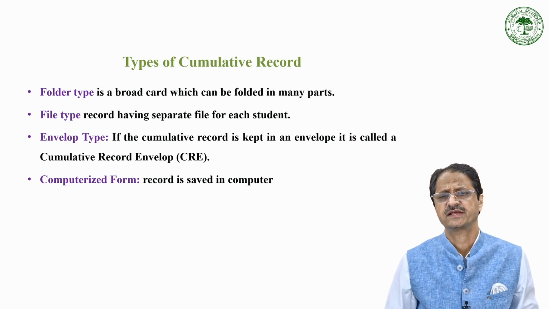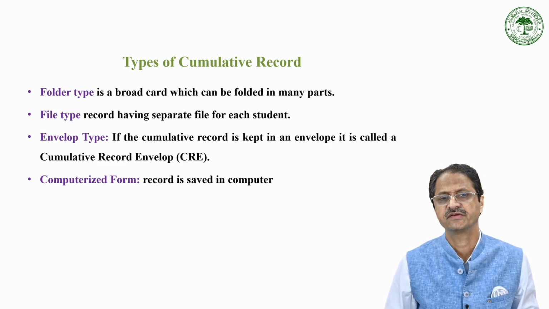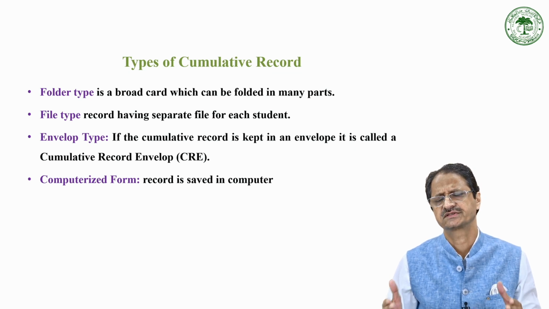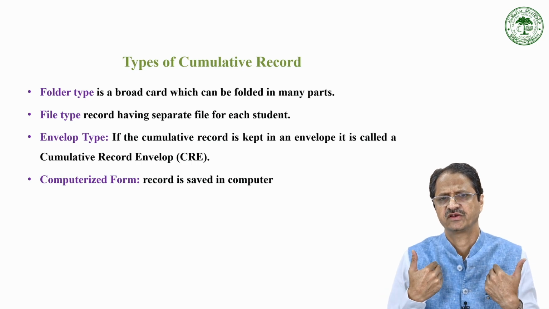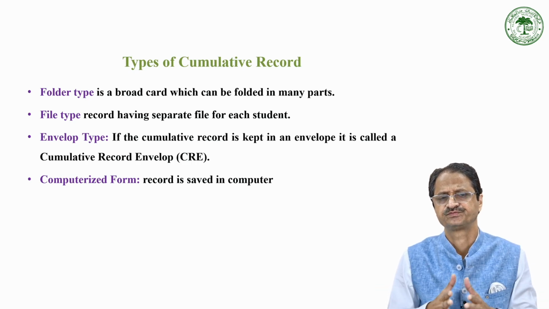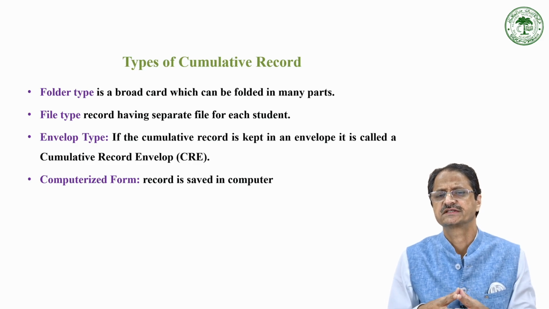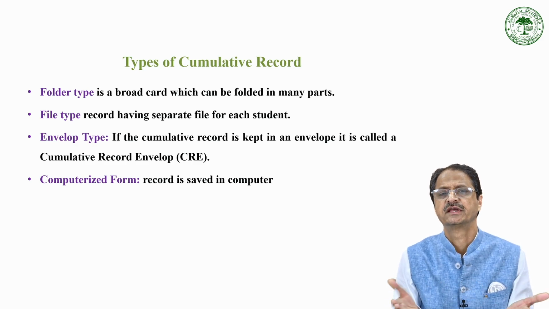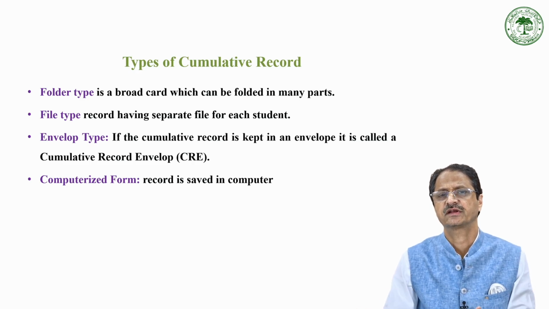There are different types of cumulative record. Let us analyze the different types. Folder type. This is basically very simple information which I am providing to you. The folder type means there is a folder. A broad card is there which can be folded in many parts, so it makes just like a file. The folders can be used for making the record. It was an old practice.